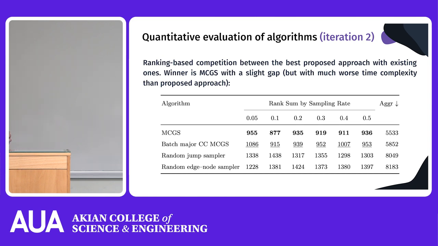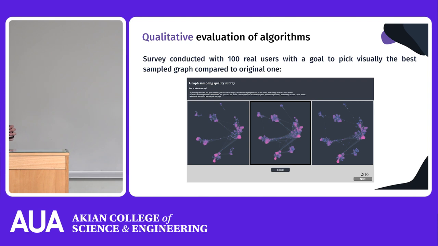And so this was the first type of evaluation that we performed, quantitative evaluation based on the metrics. But as the main focus of the research was the visual analysis of the graphs, we also tried to visually compare the generated samples with the original graph representations. So we performed qualitative evaluation of the algorithms. And for this, we conducted a survey with 100 real users. How was the survey conducted? Here we can see a sample screen that the users received in the survey.